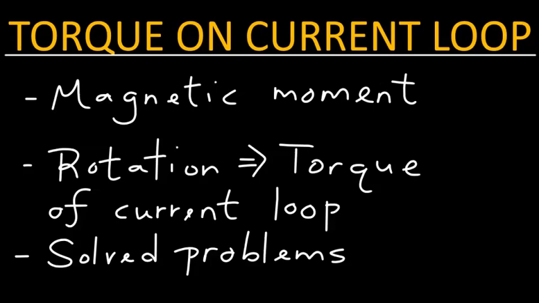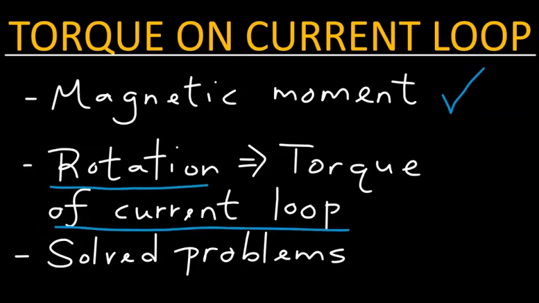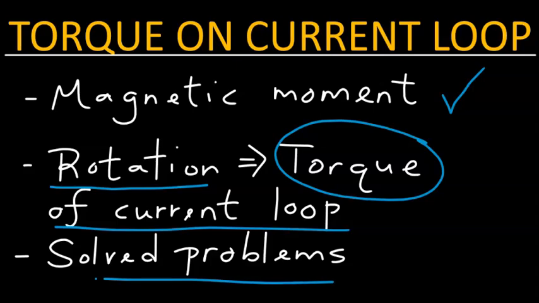In this video, we shall look at torque exerted on a current carrying loop. We shall first look at the concept of magnetic moment, which is instrumental to the discussion of torque. We shall then look at how magnetic forces create a rotation of a current carrying loop, which in turn brings us to the discussion of torque. We will then present a few solved problems based on these concepts.